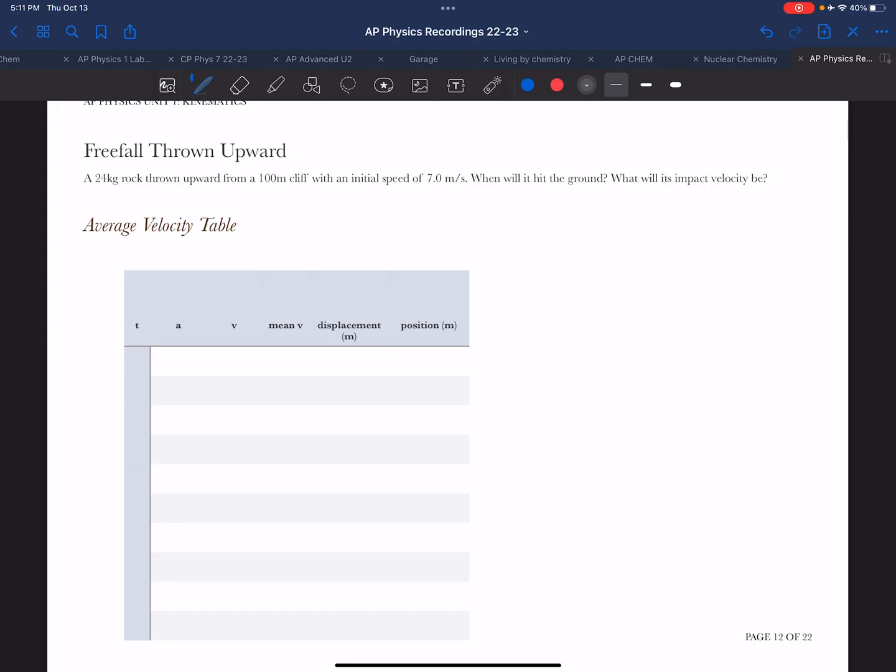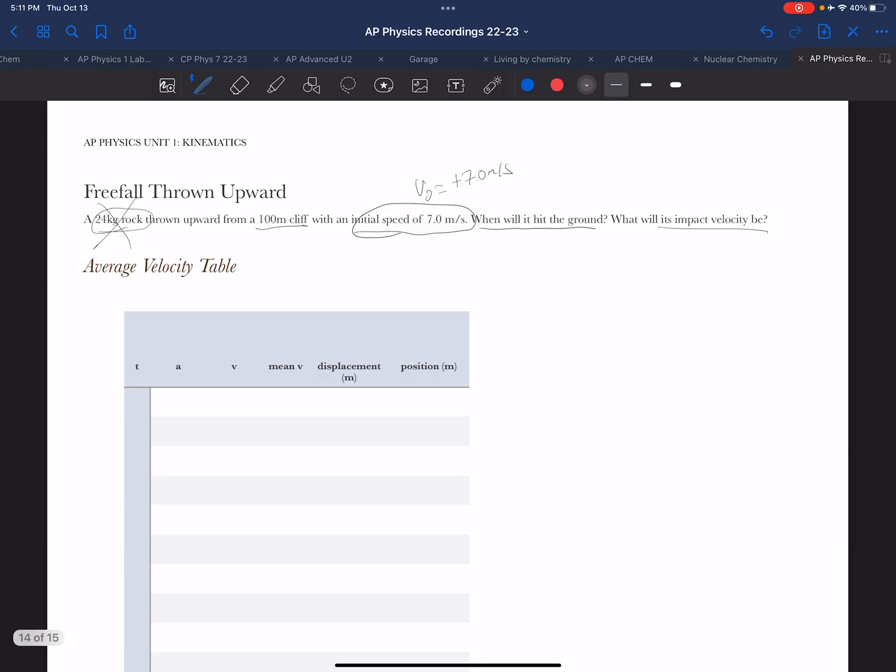In this installment, we're going to look at the last of the one-dimensional vertical projectiles, which is when we've thrown the ball upward. So again, we have our 24 kilogram rock, which is irrelevant. It's thrown upward, same 100-meter cliff with initial speed of 7.0. So that means a V0 of positive 7.0 meters per second. We have our same questions. When will it hit the ground? What will its impact velocity be?